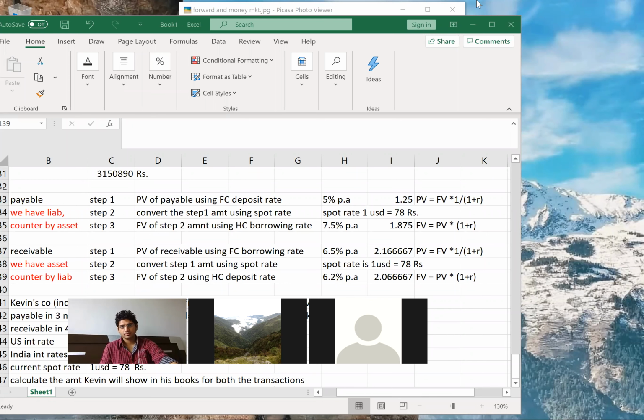Tomorrow same time, tomorrow 9:30. This is the same recurring meeting I am keeping, so same user ID and password for the meeting. Solve the homework question. Download this homework question, forward and money market, and solve it. Give it a try. Then we'll solve the same question tomorrow in the class. Okay, see you guys tomorrow.